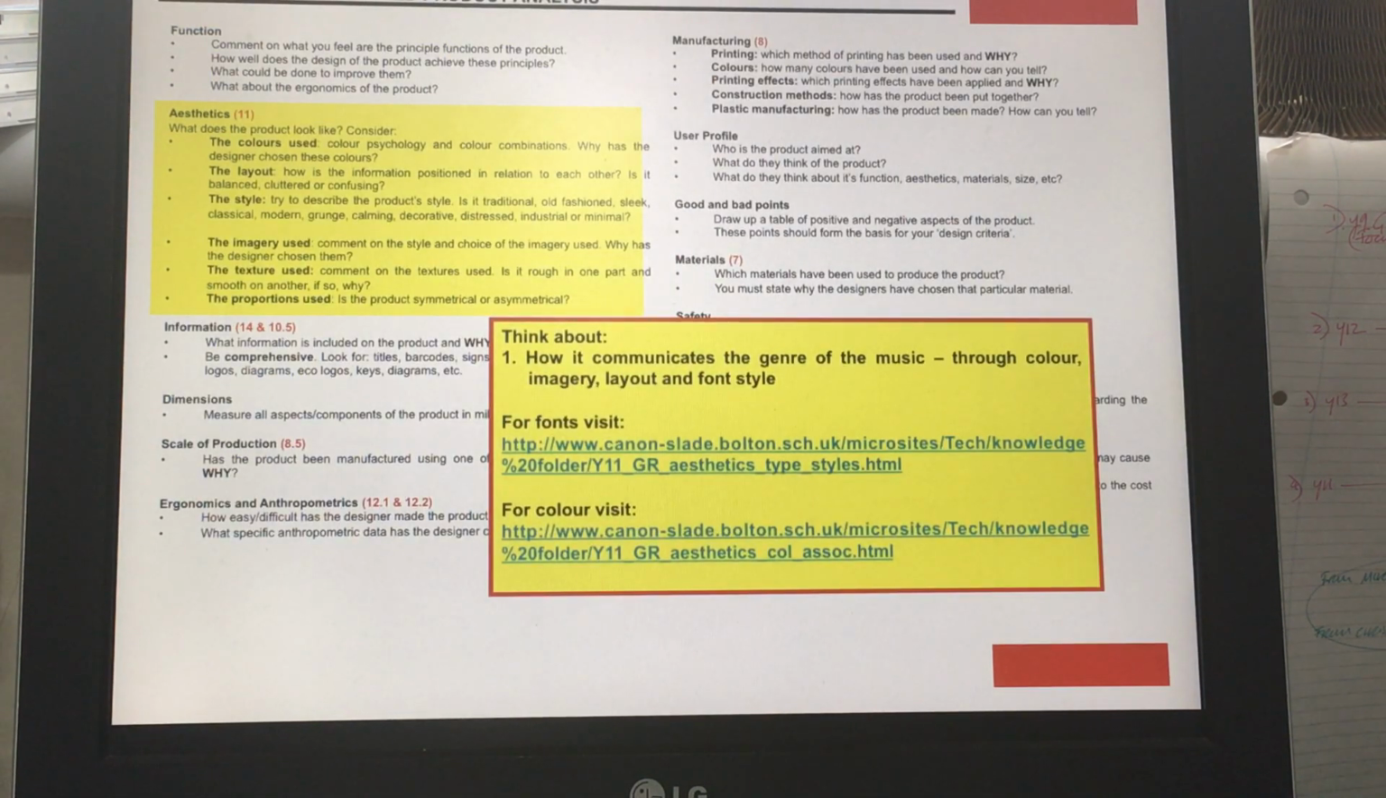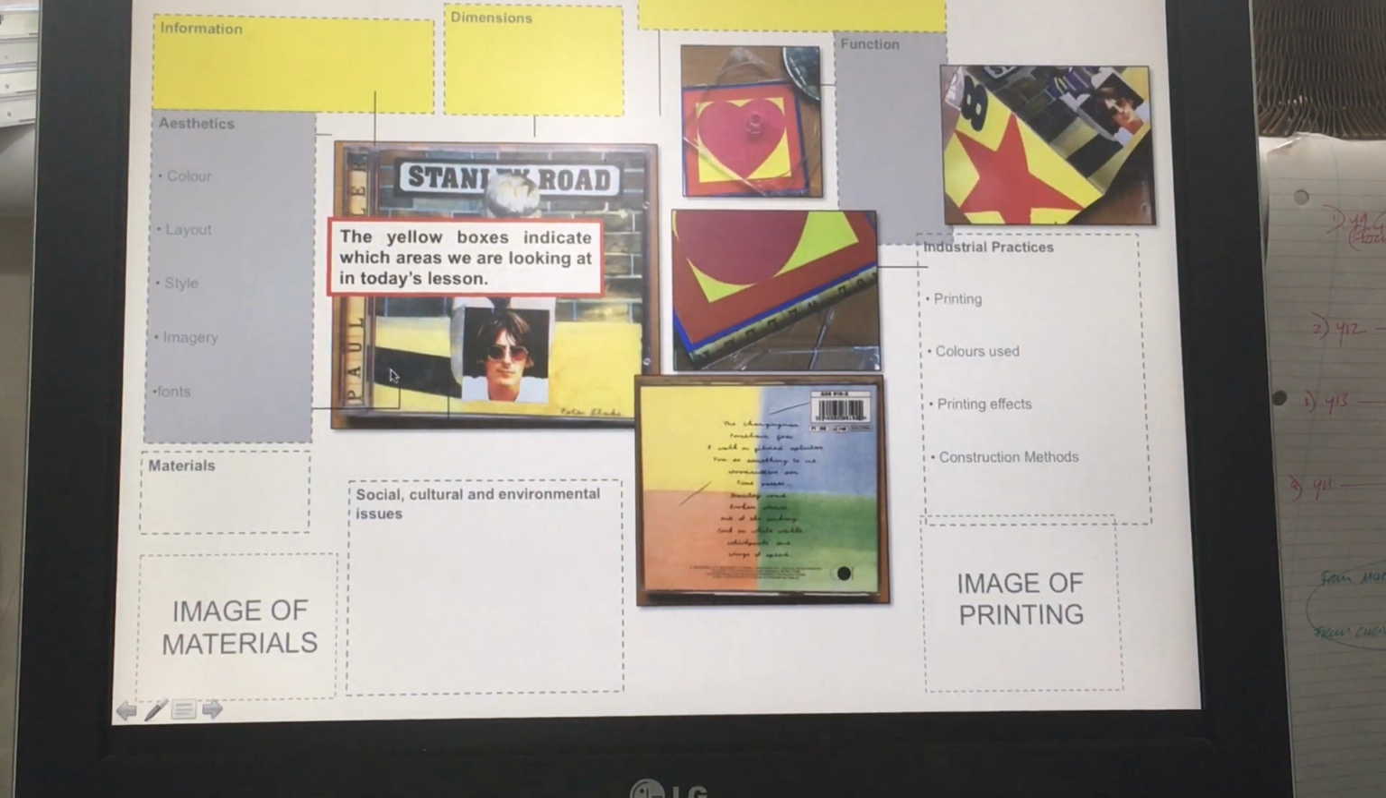So you need to think about the colours that are used on the surface graphics, the layout, the style, the imagery. I'm not sure there'll be textures involved with this bit, but there might be proportions, how they're laid out. Again, there are 2 web links you can go to. One of them talks about colour association, and the other one talks about type styles that we can use. So that will be the aesthetics done.